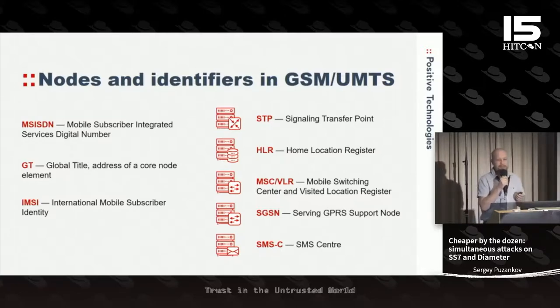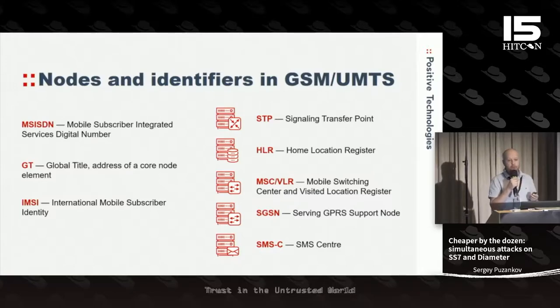And network elements. STP, signal transfer point. This is a switch of signaling traffic. HLR, home location register. This is a database of all mobile subscribers with subscriber profiles. These profiles contain such information as MSISDN, IMSI, the list of prohibited and allowed services, and some technical data. The next element, MSC and VLR. This element performs two functions. The first one, MSC, Mobile Switching Center. This functionality is responsible for voice call switching and SMS switching. And the second one is VLR, Visitor Location Register. This is also a database, but this database contains information about active subscribers who are under the coverage area of the respective MSC.